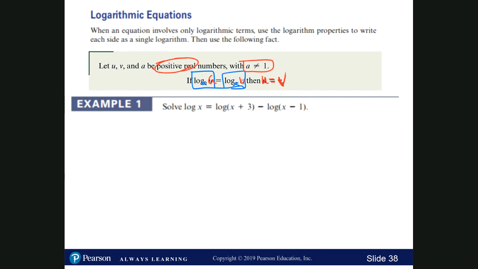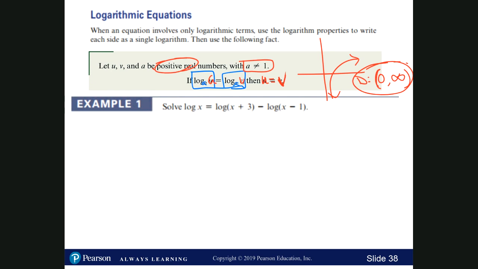Now, I do want to remind you about the logarithmic function, the parent function, and for that one, the domain is all positive numbers from 0 to infinity. So because of that, whenever we're solving a logarithmic equation, we're going to have to see if our answer fits into this domain. So let's get started with example one.